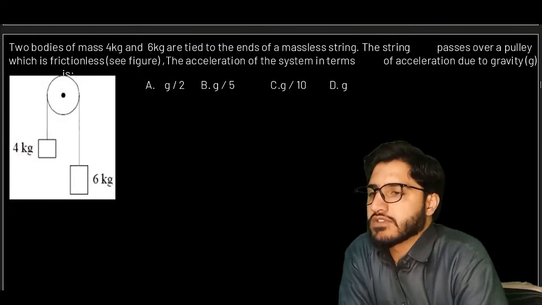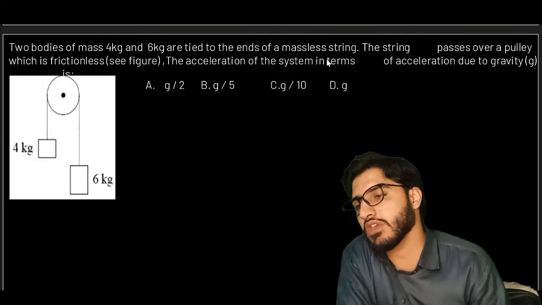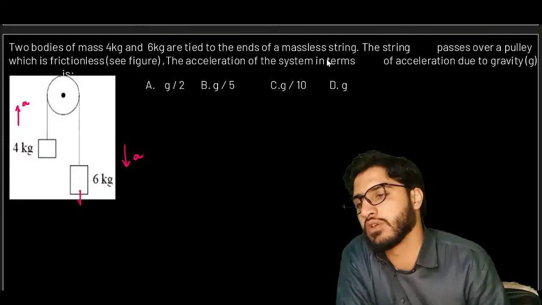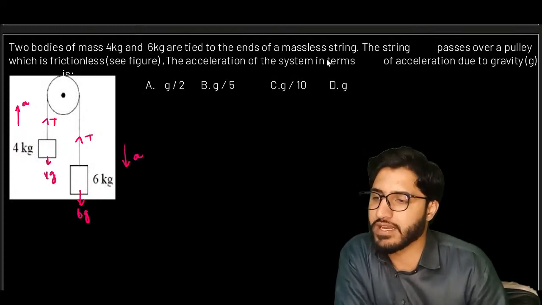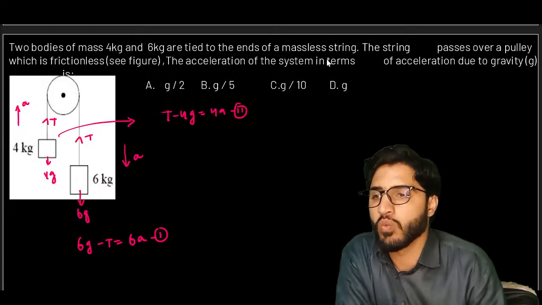Here we have two bodies of mass 4 kg and 6 kg tied to the ends of a massless string. The string passes over a pulley which is frictionless. Find the acceleration of the system in terms of acceleration due to gravity. Okay, so this will go like this: acceleration A. Here we have 6g, tension T, 4g. So what can I write? I can write 6g minus T equals mass, that is 6 into A. First equation. Second equation from this: T minus 4g equals 4A. Second one. We have to find out acceleration.